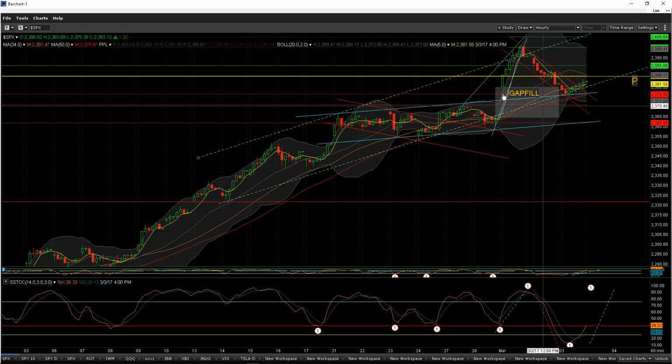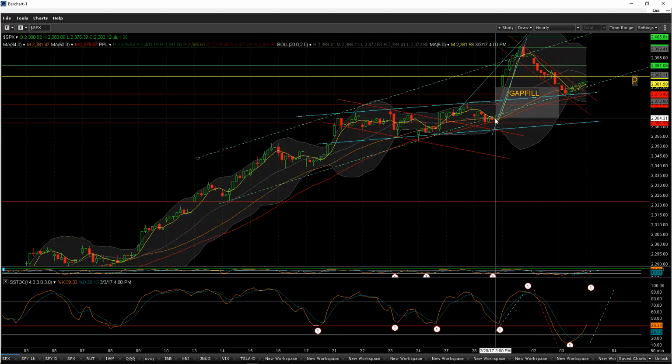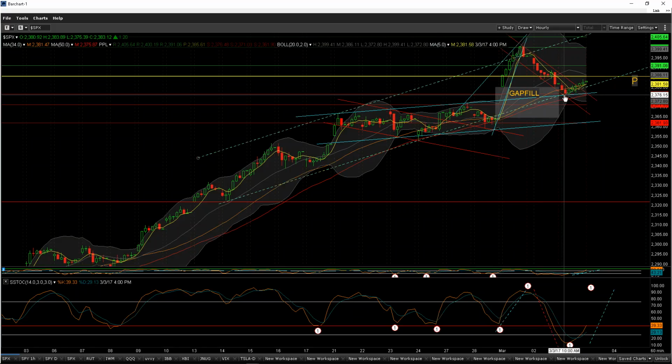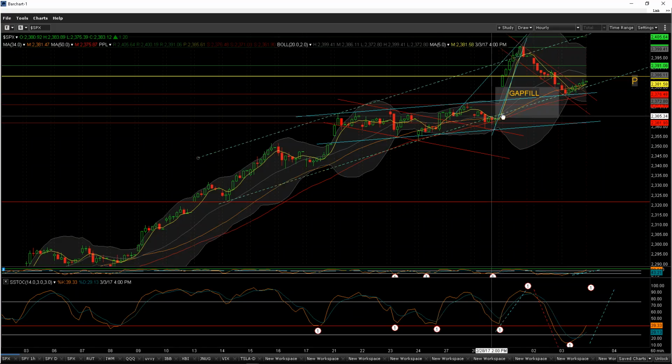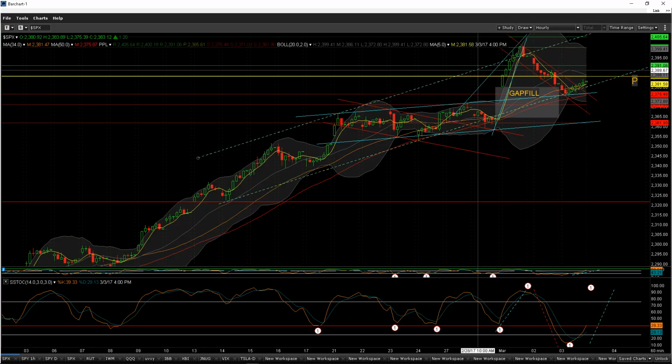Now, there's a couple of things here. This shaded area that I put is the gap fill. The lower end of the gap fill has not been filled yet. That's 2364. It was looking like it was going to go there, but there were a couple of things that stopped it from going there. One was this uptrend channel, the dotted line. You both are following me so far? Yes. Yes. Okay.